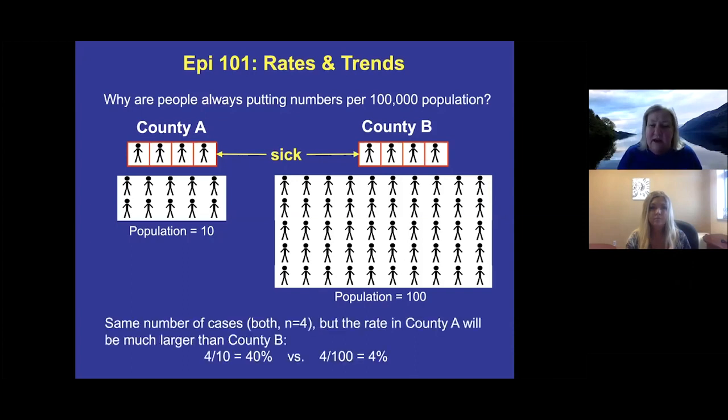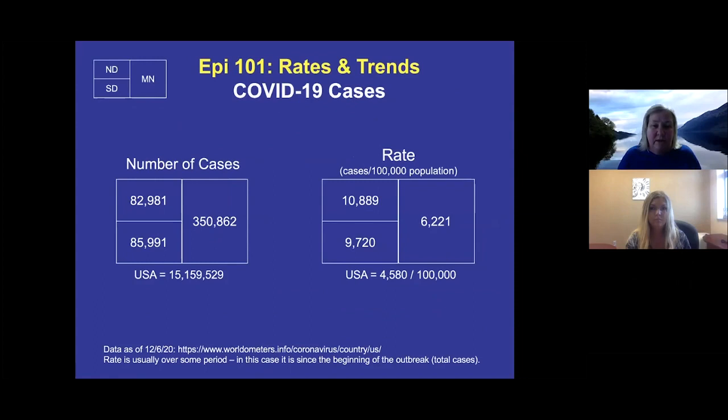So it's the exact same numbers of cases, both of them. There's 4 people that are sick, but the rate in County A is going to be much larger. It's going to be 4 divided by 10, the population of that county, whereas in County B, it's going to be 4 divided by 100. So it's the difference between 40% and 4%, which is a pretty big difference, even though the number of cases are exactly the same.